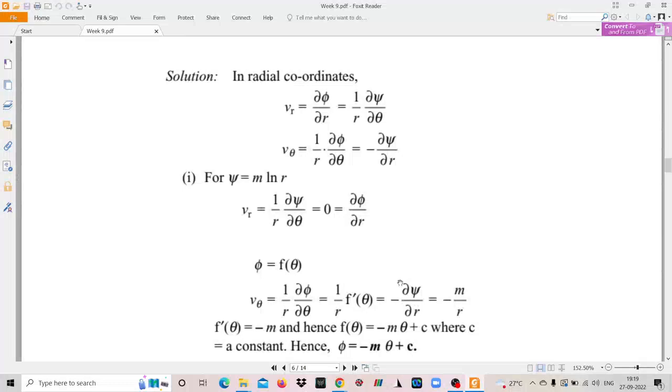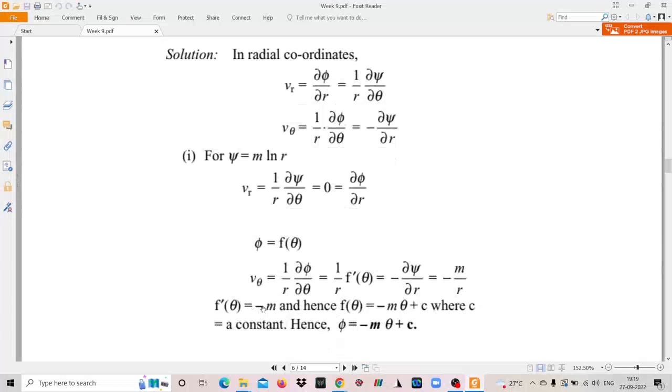The value of psi is given. What is del psi by del r? It is minus of m by r, because of the minus sign. And what is d dr of m log to the base e r? It is m by r. So f dash theta is equal to minus m, and hence f theta is equal to minus m theta plus c, where c is a constant, and hence the value of phi is equal to minus m theta plus c.